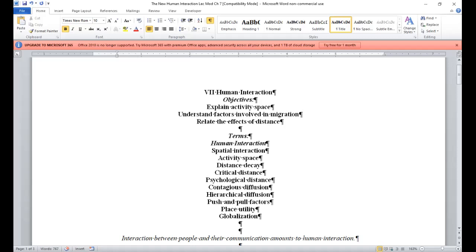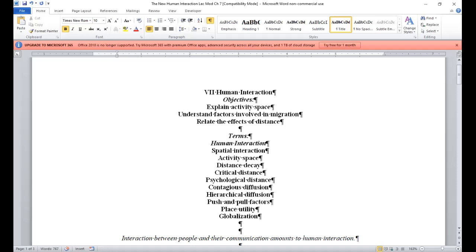And then the concepts of distance. Distance decay: the farther things are away, the less interaction you have with it. Critical distance: there's a certain point where you will not travel, you will not take the time to engage in it. Psychological distance: things that you're familiar with just seem closer. People view places that they're familiar with as closer.